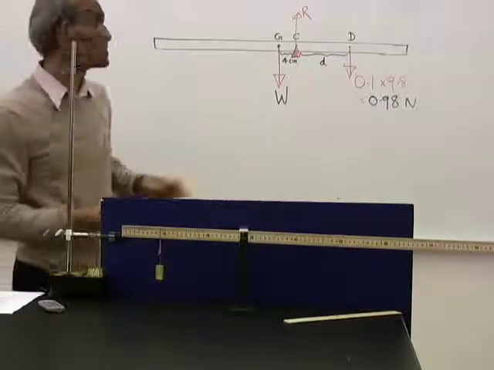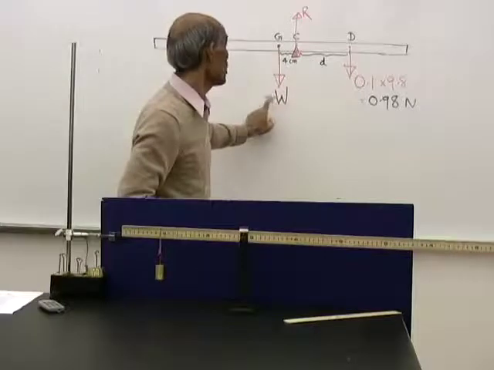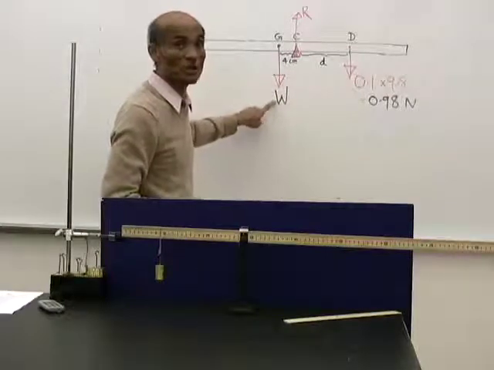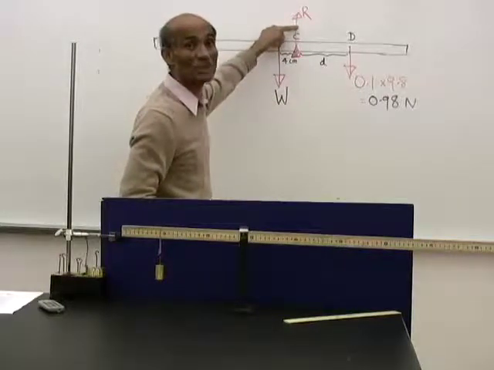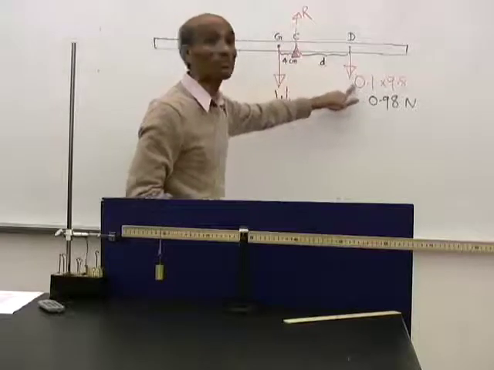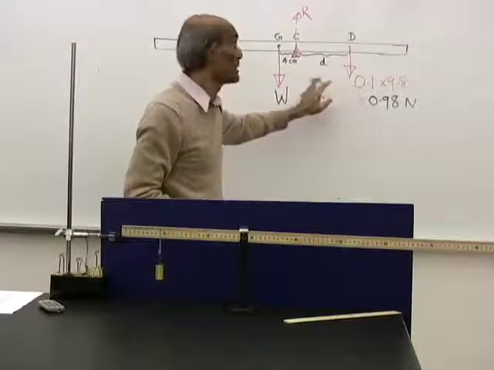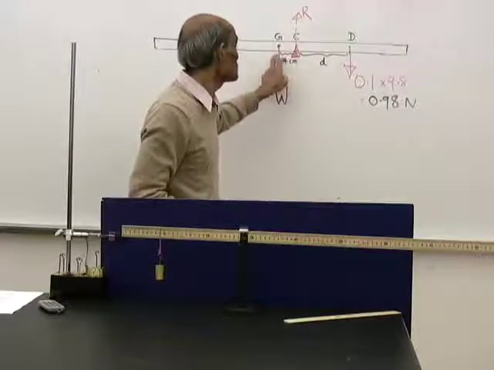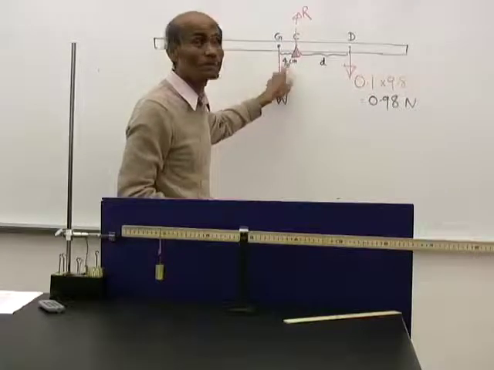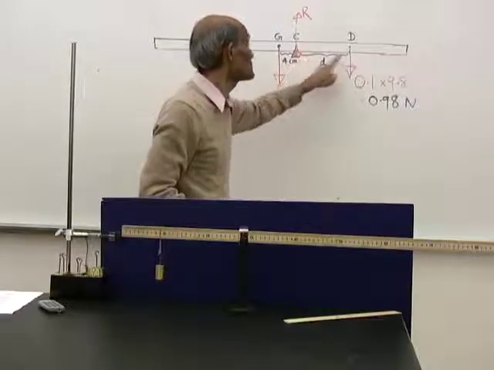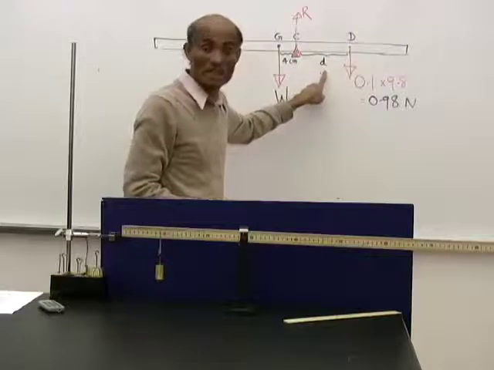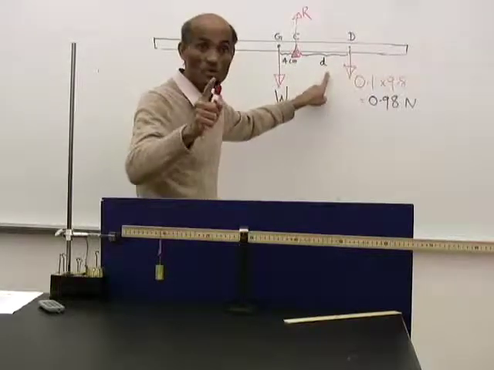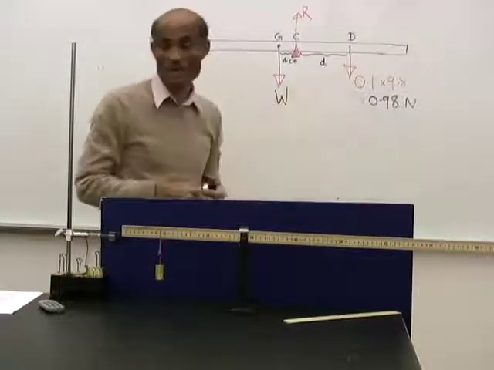Mark all the distances. So we have now all the forces. This is the weight of the ruler, that is the reaction force, that is the weight of the 100 gram, and the distance from G to C is 4 centimeter. The distance from C to D is D, the measured value. You have to use the measured value there.